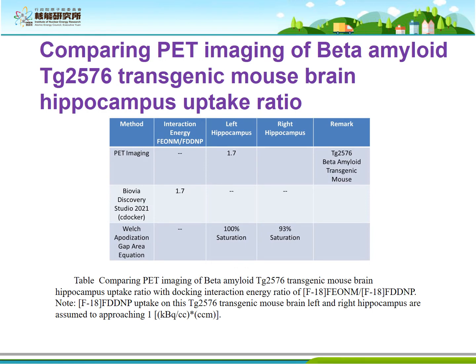Comparing PET imaging of beta-amyloid transgenic mouse brain hippocampus ratio to the interactive docking energy, the left hippocampus is 1.7, and the interaction energy is also 1.7, so it's 100% saturation. After analyzing by Welch apodization gap area equation, we found the right hippocampus is 93 saturation.